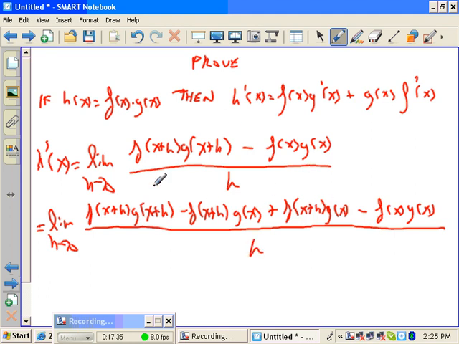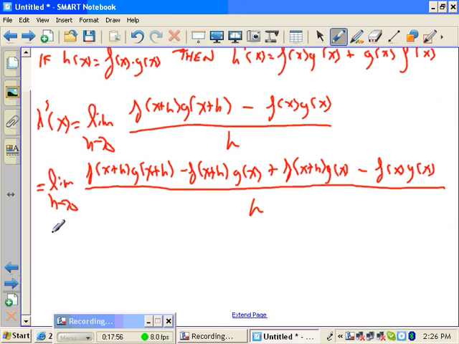Okay, fine. If you factor out f of x plus h, you're left with g of x plus h minus g of x over h. What's the common factor here? g of x. If I take out g of x, I'm left with f of x plus h minus f of x over h. That sounds familiar, doesn't it? Oh, okay, so let's make that clear. Let's write it that way.